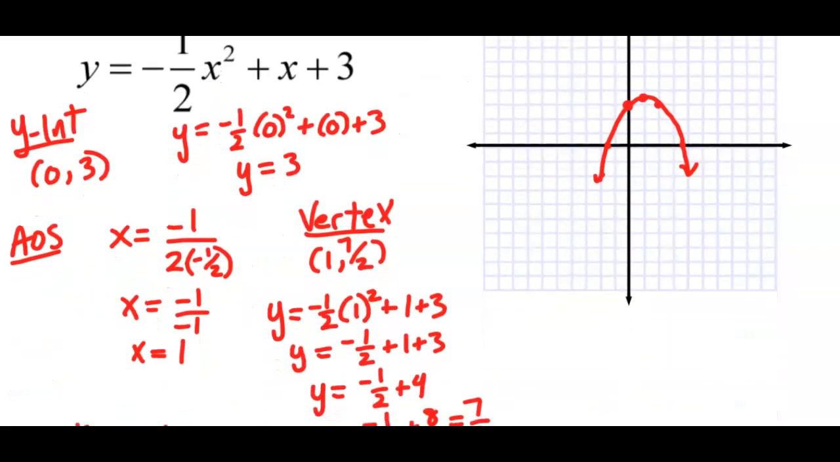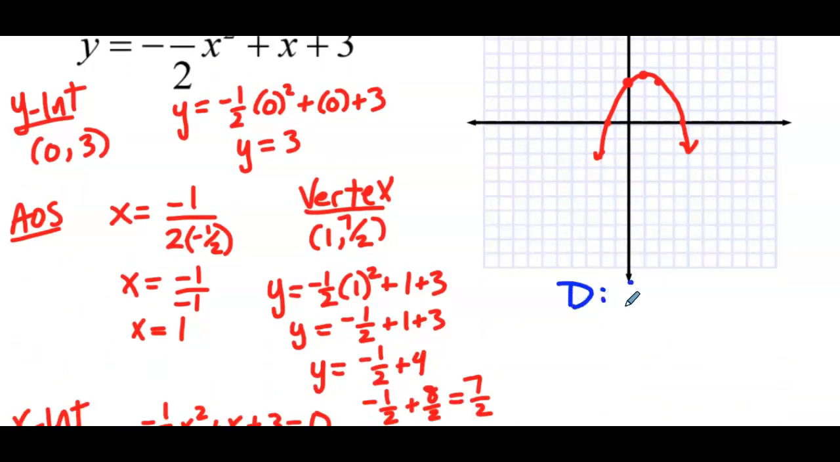And then answering those last two questions, domain is all reals. And the range is any y value less than or equal to 7 over 2. So in interval notation, that's negative infinity to 7 over 2 with a bracket.